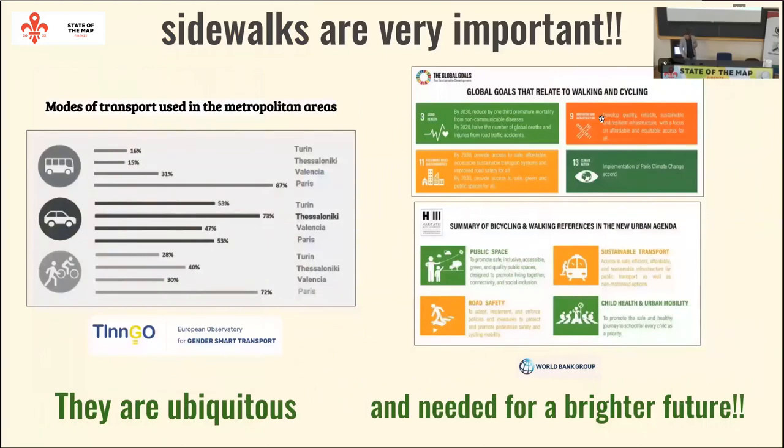Sidewalks are ubiquitous. According to the European Observatory of Gender Smart Transport, at least 30% of European mobility is done by foot or cycle, and in some cities it goes to the level of 70%. And sidewalks are also needed for a brighter future. According to the World Bank, they are fundamental for at least 4 of the 30 SDGs. They are also needed for the New Urban Agenda, also from the United Nations.